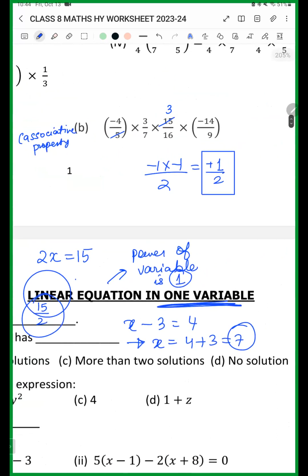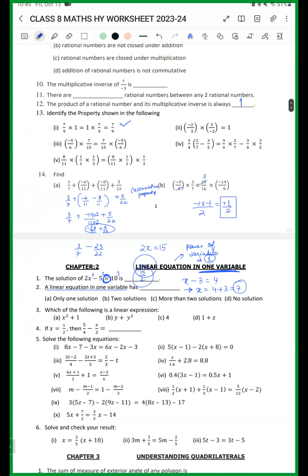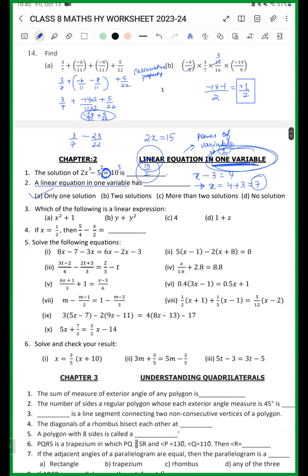The reason why they ask you this question is because in ninth grade, you are going to study linear equations in two variables. Over there, they have two variables. Here you have one variable, x. In that case, the number of solutions of that equation becomes more than one. That is why it is important for us to know that when there is just one variable, there will be only one solution. Then, which of the following is a linear expression? The last option. The last one is a linear expression.